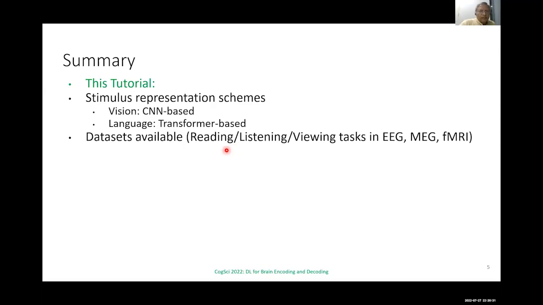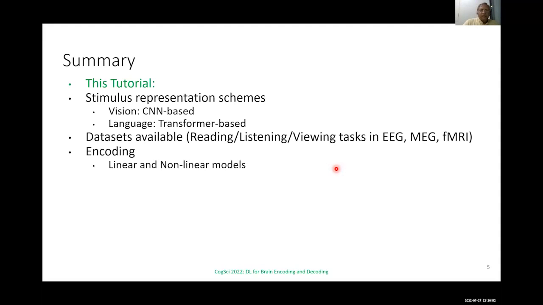And there are other data sets that we listed. Manish had gone through comprehensively, reading, listening, viewing tasks in different modalities, MEG, fMRI. EEG has not been emphasized in this tutorial, but there are also data sets available for it.